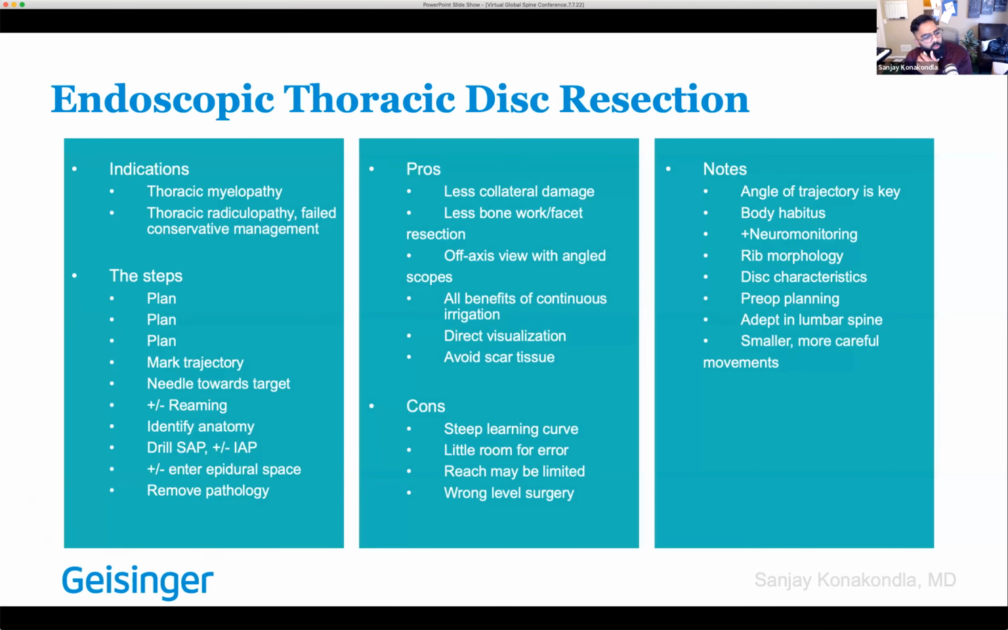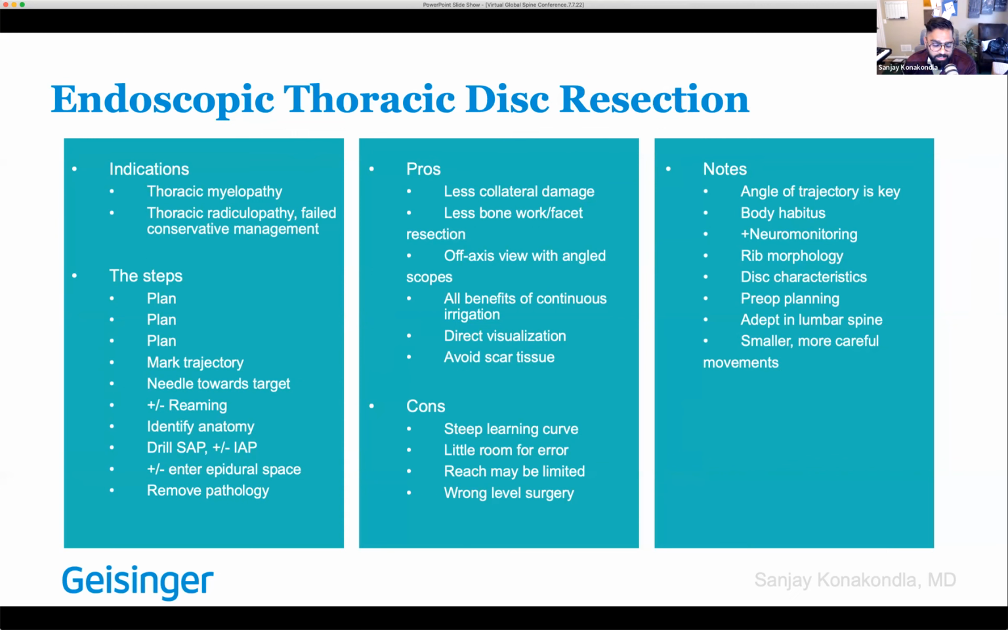So here are some overall points for the indications of thoracic disc herniations. They're going to be the same. The steps, just like any other case: planning, I feel, is always going to be the most important, especially when you're dealing with a thoracic spine, and especially with endoscopic procedures. And then targeting is typical. You mark your trajectory, and this will go into a little bit more detail as we talk about the cases. But you identify your anatomy, you find your joint, you figure out what bone you need to take off. Once you remove the SAP, you're really in the epidural space.